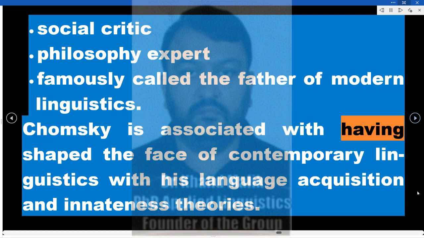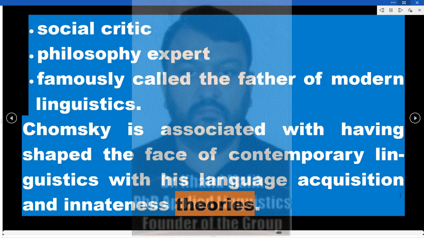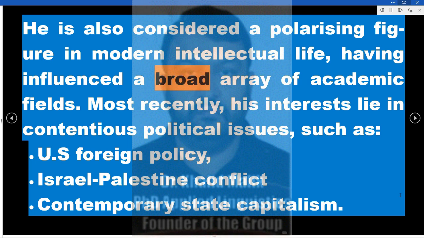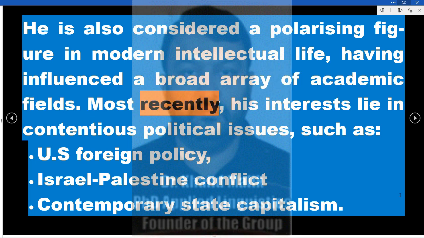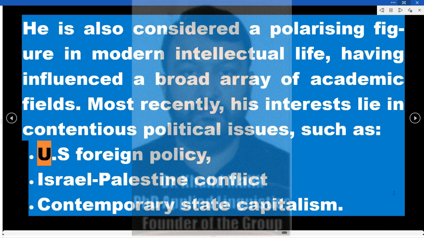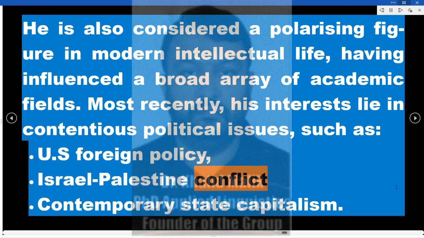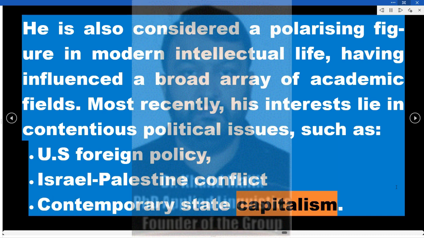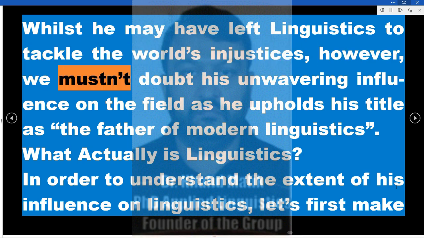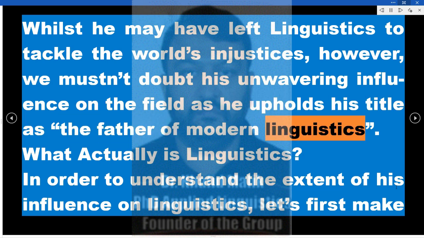Chomsky is associated with having shaped the face of contemporary linguistics with his language acquisition and innateness theories. He is also considered a polarizing figure in modern intellectual life, having influenced a broad array of academic fields. Most recently, his interests lie in contentious political issues, such as U.S. foreign policy, the Israel-Palestine conflict, and contemporary state capitalism. Whilst he may have left linguistics to tackle the world's injustices, we mustn't doubt his unwavering influence on the field as he upholds his title as the father of modern linguistics.